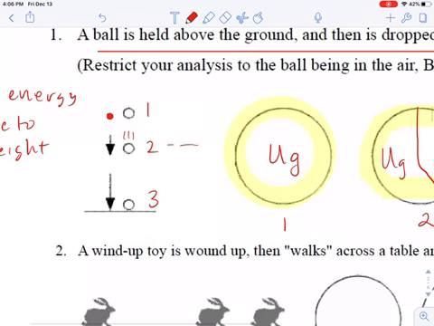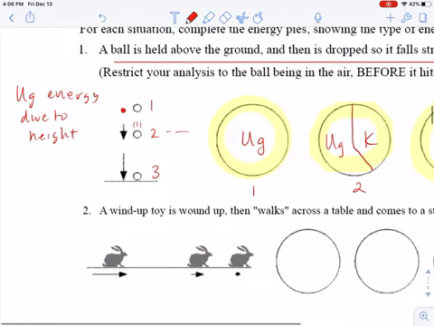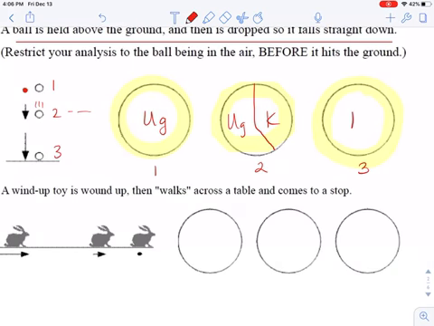And finally, position 3 is the instant before it lands, all of the energy is kinetic. So in this scenario, if the object started, say, with 10 joules of energy, it still has 10 joules of energy at the end. It's just that it's changed to a different form. And in the middle here, perhaps it would have 6 joules of potential and 4 joules of kinetic. So it's not equally distributed, but the total is still 10 joules.